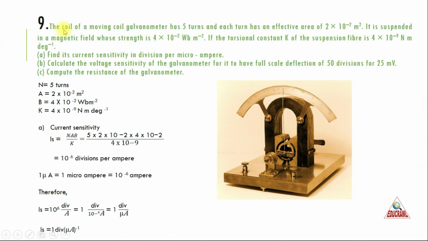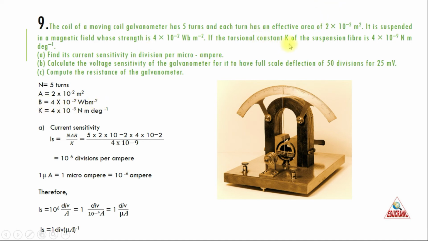The ninth problem. The coil of a moving coil galvanometer has 5 turns. So N value is 5 and each turn has an effective area of 2 into 10 power minus 2 meter square. That is, area is given as 2 into 10 power minus 2 meter square. It is suspended in a magnetic field whose strength is 4 into 10 power minus 2 Weber per meter square. So this value is B. B is equal to 4 into 10 power minus 2 Weber per meter square.